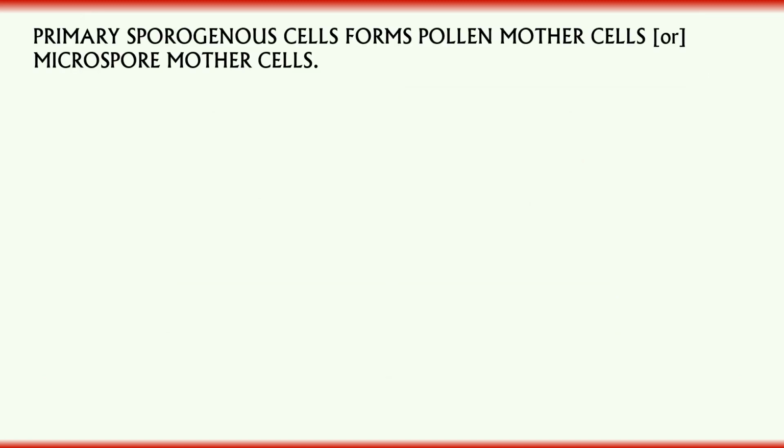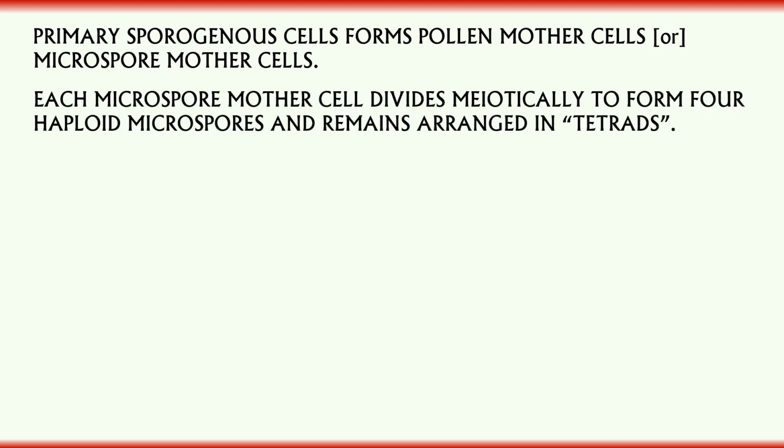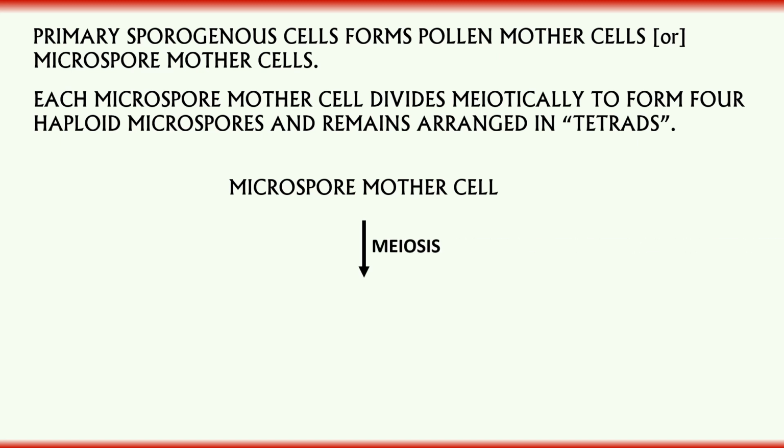These primary sporogenous cells form pollen mother cells, and each microspore mother cell divides meiotically to form 4 haploid microspores, which remain arranged in tetrads. Let's see the flow chart. So the microspore mother cell is in diploid condition, 2n. It undergoes meiosis division to form 4 pollen grains which are in haploid condition, 1n. And these 4 pollen grains remain arranged in a tetrad.